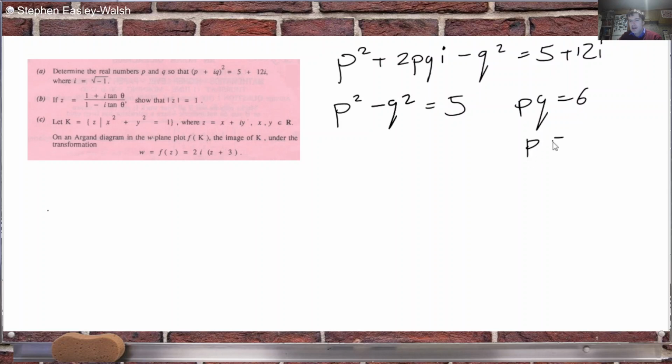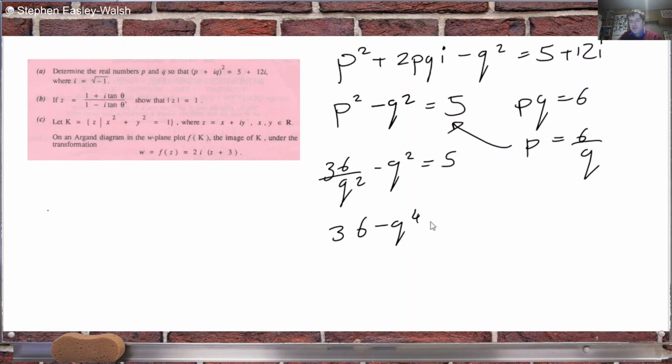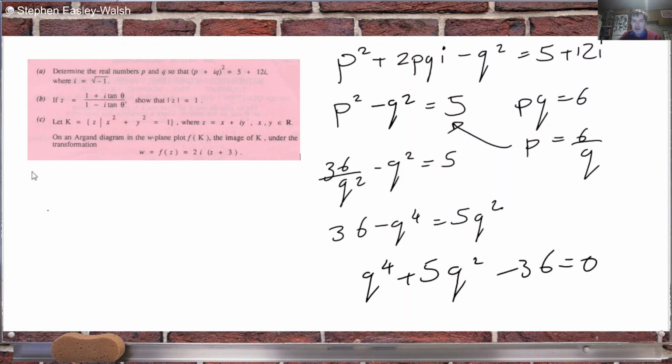So that means p equals 6 over q. Sub that in. So that means 36 over q squared minus q squared equals 5, multiplying by q squared, taking everything to the right, and then solving that quadratic. 9 and 4. Yeah, that works, doesn't it?